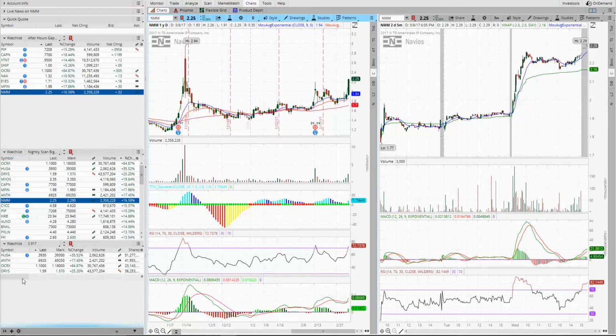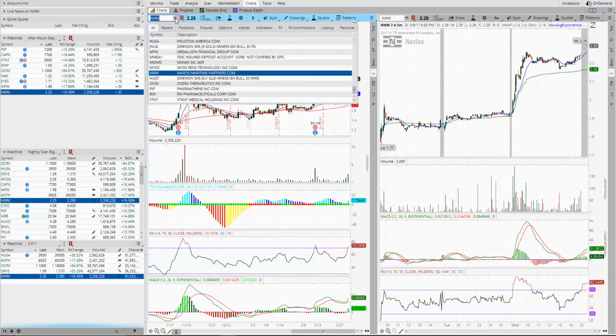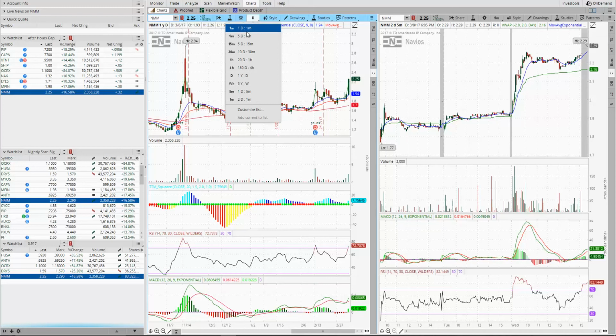So this will probably present a shorting opportunity as well. But maybe it continues to move up a bit before it pulls back, or maybe it sells off at the market open. We'll see. But it'll be volatile tomorrow, that's for sure.